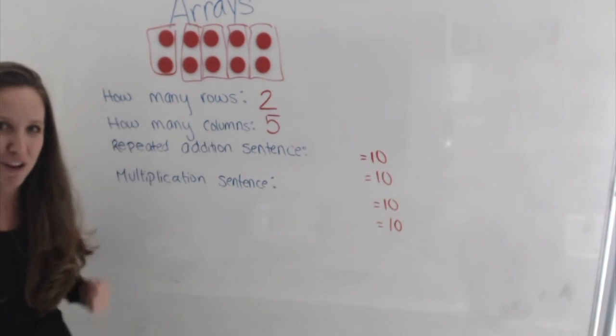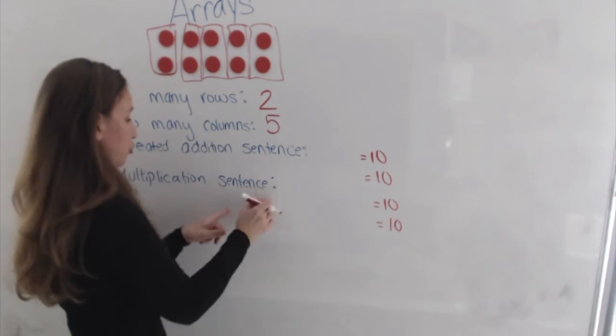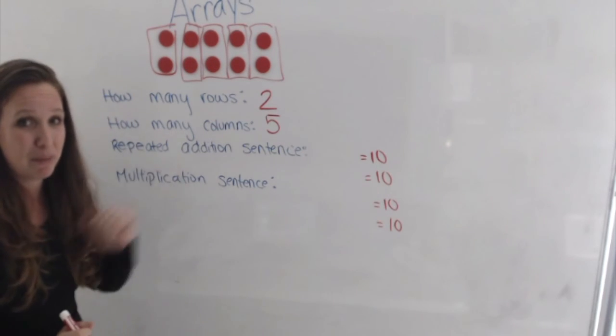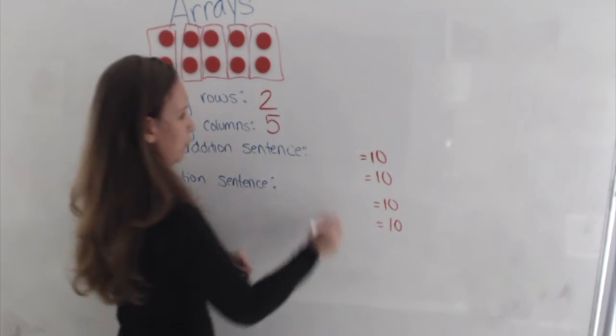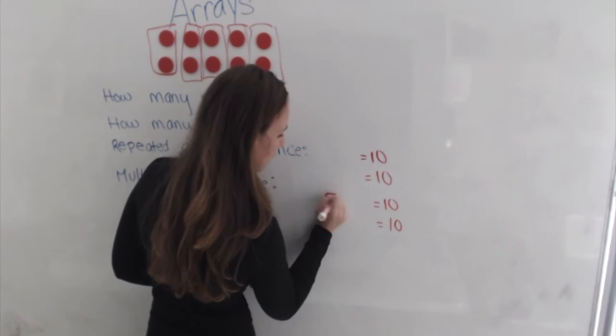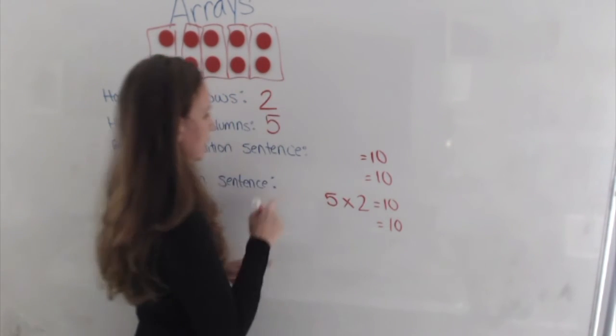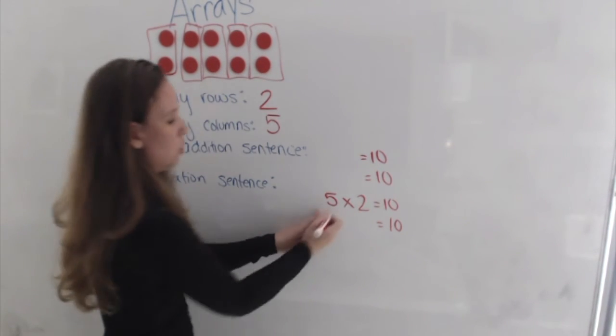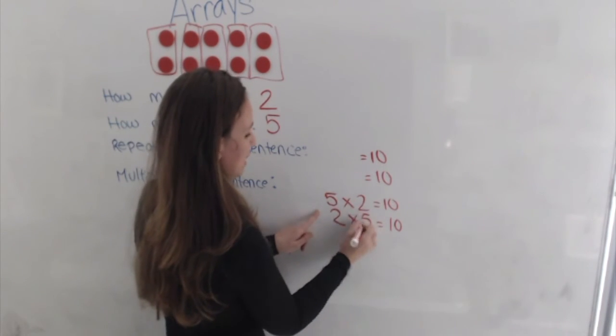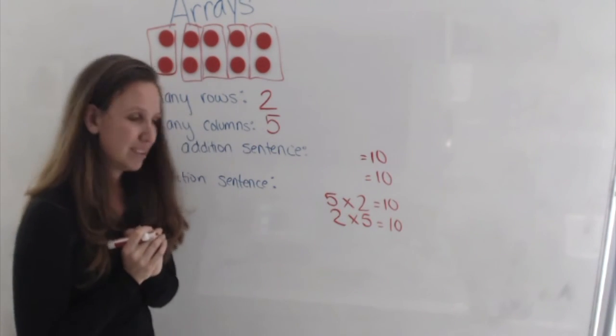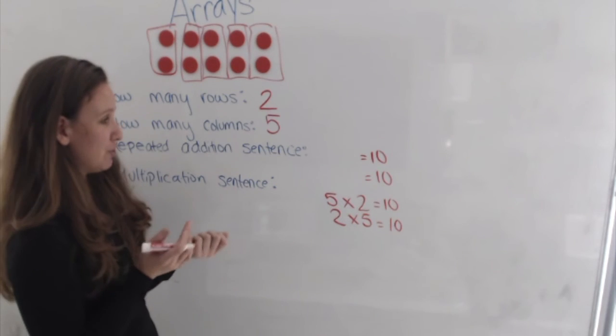You know what I find funny? I think it's easier to write my multiplication sentence than it is my repeated addition. So I'm going to write that first. I know that 5 times 2, 5 and 2 make 10, or 2 and 5 make 10. That's it for my multiplication sentence.